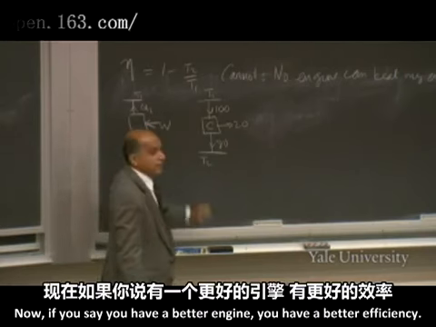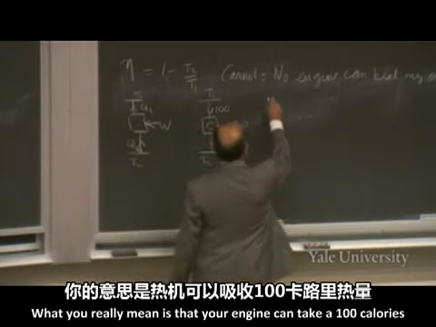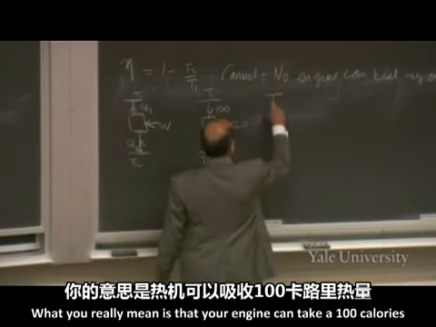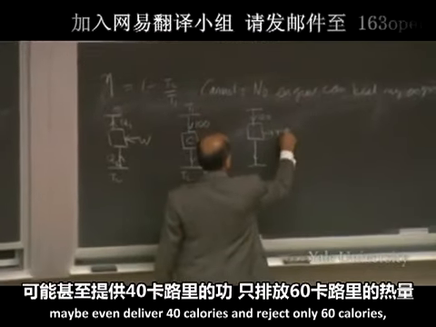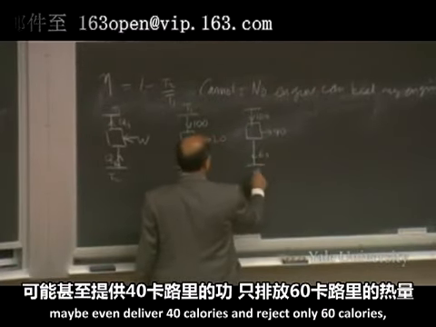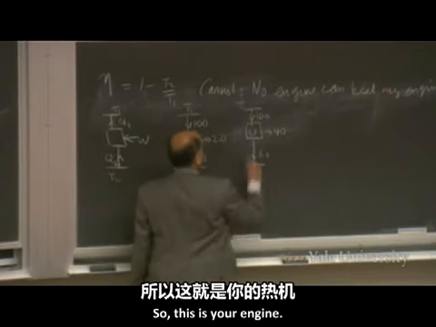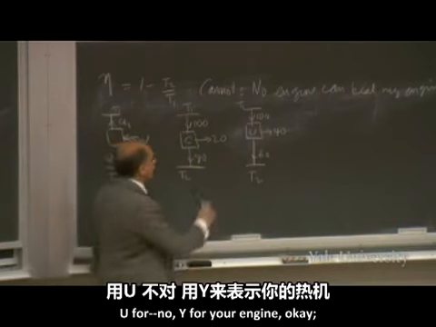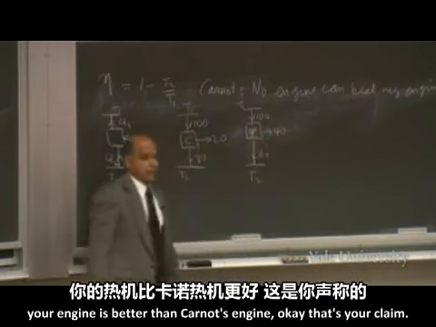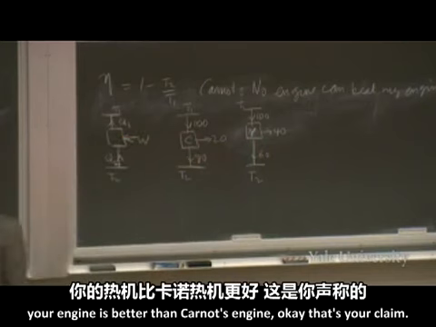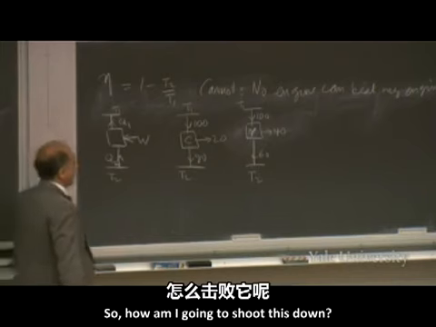Now, if you say you have a better engine, you have a better efficiency, what you really mean is that your engine can take 100 calories and deliver more than 20 calories. Maybe it'll deliver 40 calories and reject only 60 calories, but it's also operating between the same two temperatures. So this is your engine, Y for your engine, okay? Your engine is better than Carnot's engine. At least that's your claim. You're now going to get shot down. So how am I going to shoot this down?